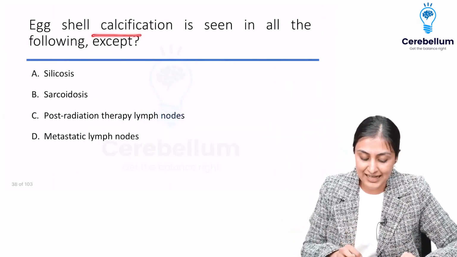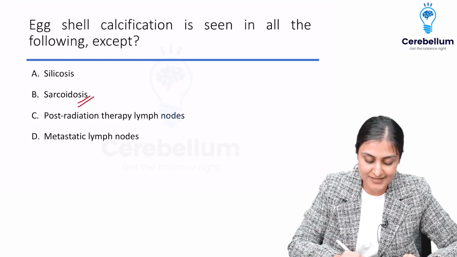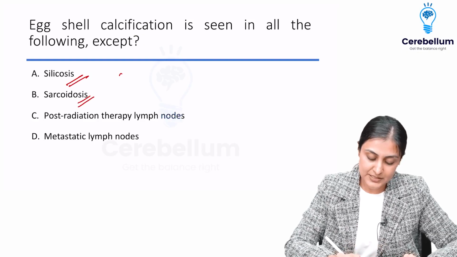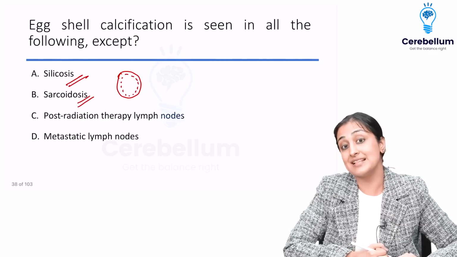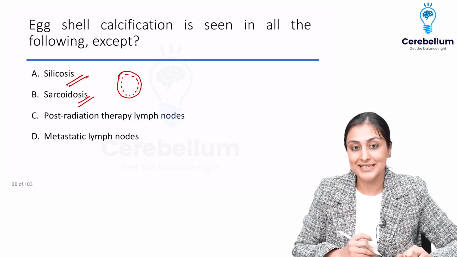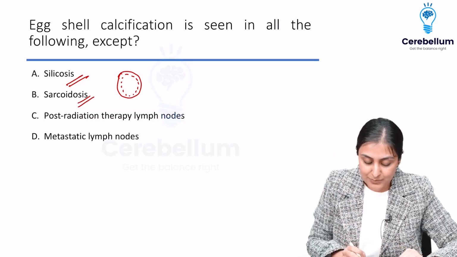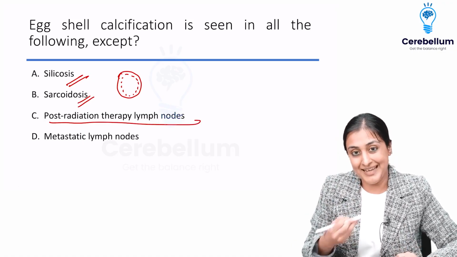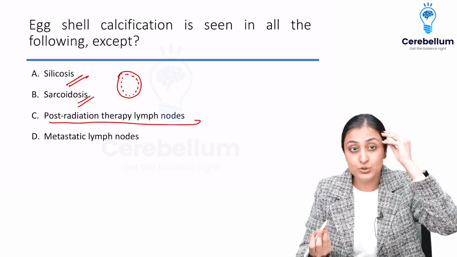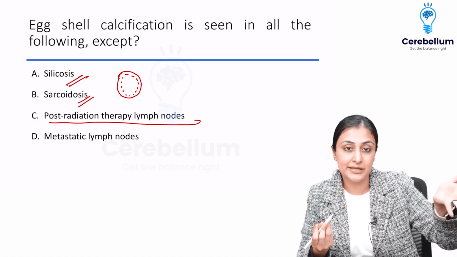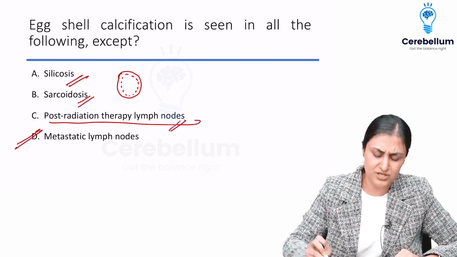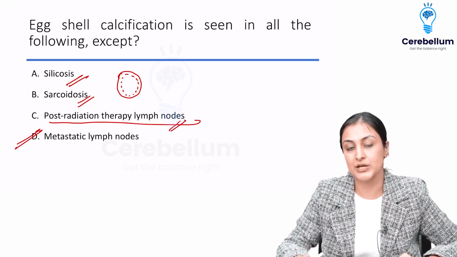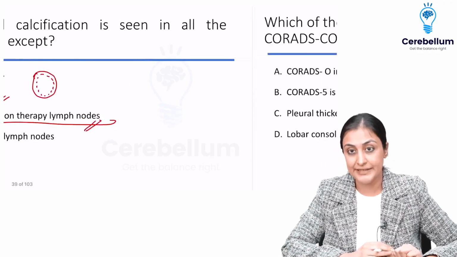Okay. Eggshell calcification is the hallmark of sarcoid and silicosis. This is where the lymph nodes have this peripheral rim of calcification. These are the two main DDs, but this may also be seen in post-radiotherapy. Any treatment that you give to lymphoma, which is radiotherapy or chemotherapy, can develop this calcification, but this is not something you see in metastasis, okay? So that's the best option here.